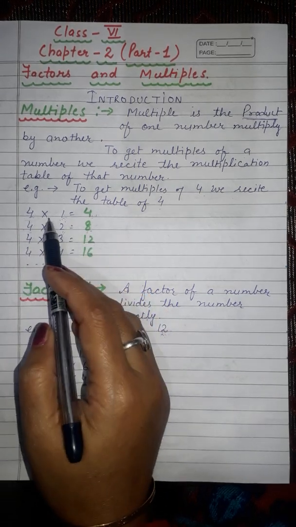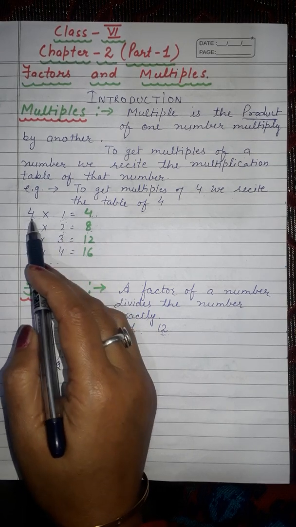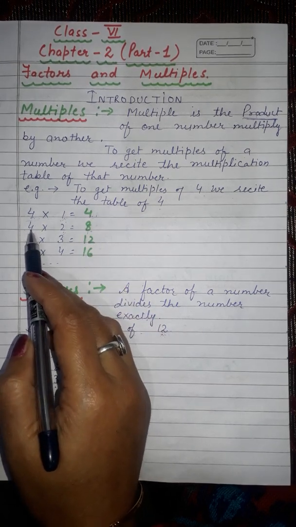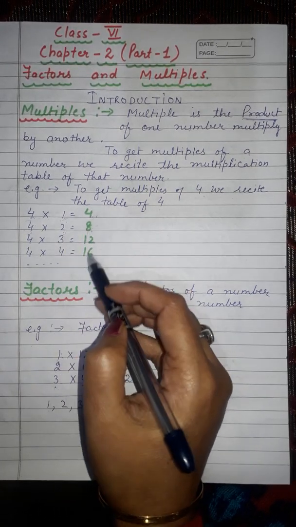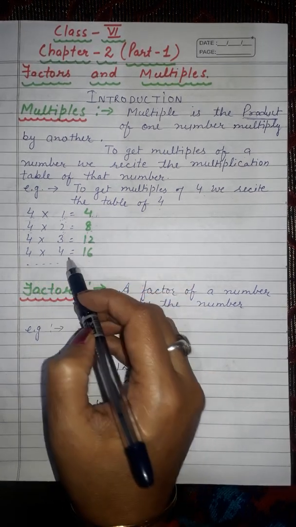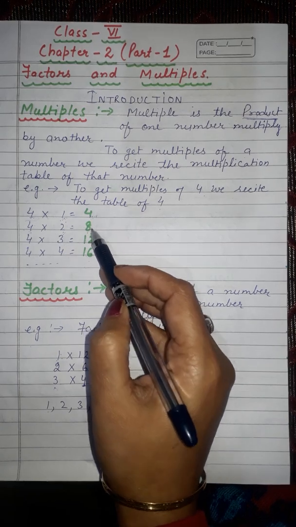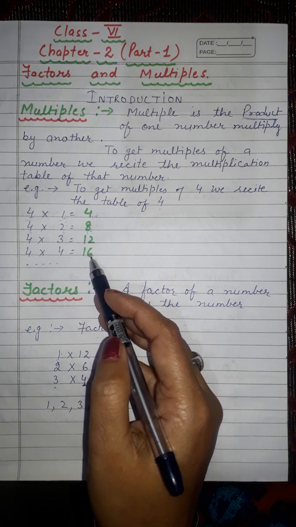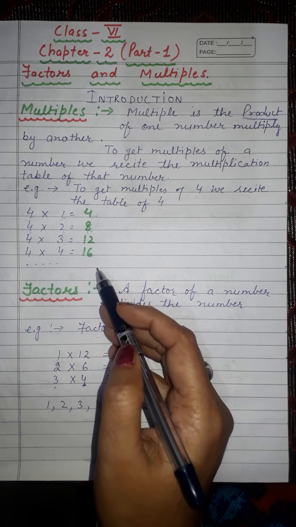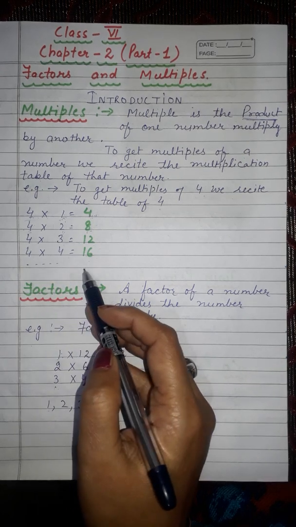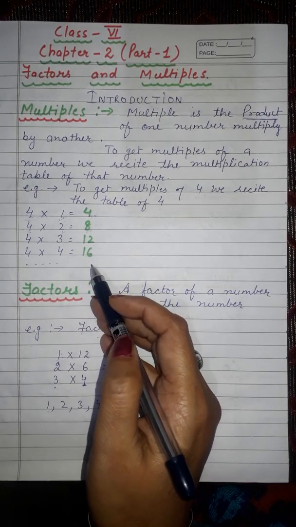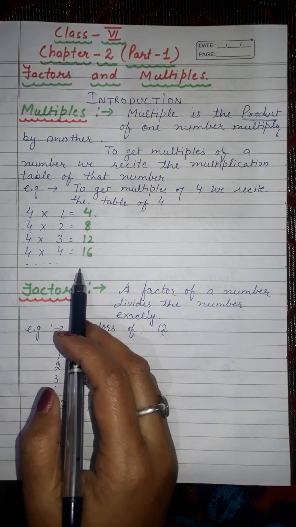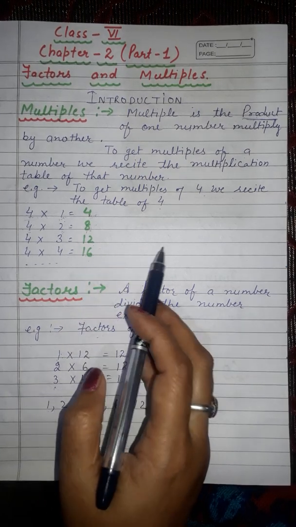So the numbers which we get after multiplying, here we multiplied 4 and 1 and got 4. Multiplying 4 and 2 we get 8. So these numbers which we get after multiplying are the multiples. So 4, 8, 12 and 16 are the multiples of 4. Are there any more multiples of 4? Yes, a number has infinite multiples. There are so many more multiples of 4 further on. So to find a multiple of any number, you just multiply that number by another number.